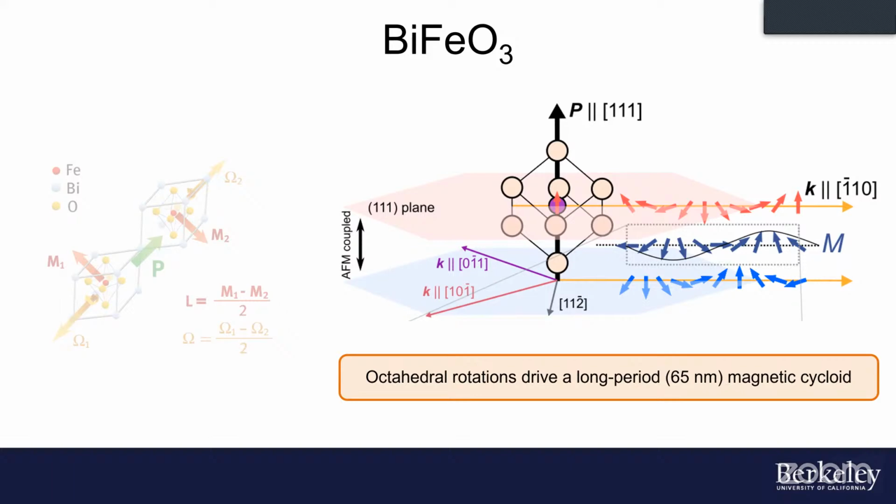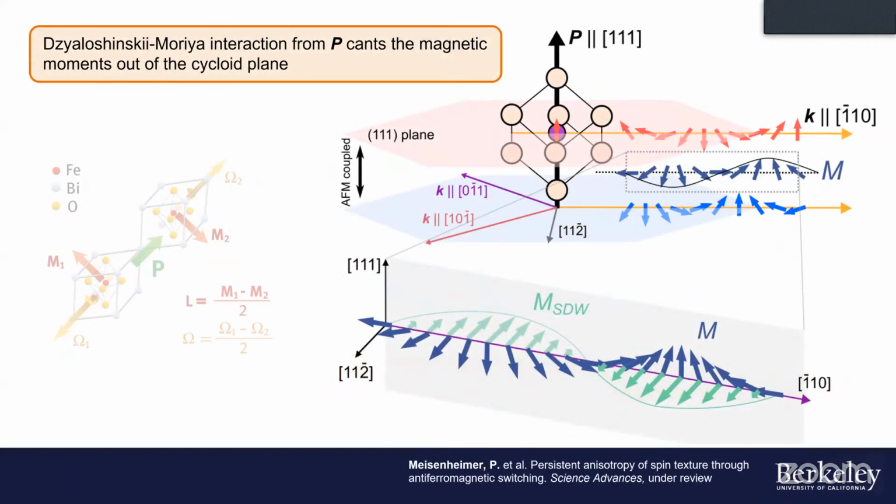It's even more complicated. So not only do we have the spin cycloid, which happens because of this pepper grinder mode, the oxygen octahedra rotation, you also have a polarization that creates what's called the Dzyaloshinskii-Moriya interaction, which favors a canting of the magnetic moments orthogonal to this symmetry breaking direction. In this case, orthogonal to the polarization direction.